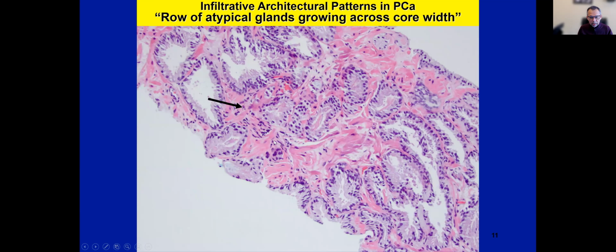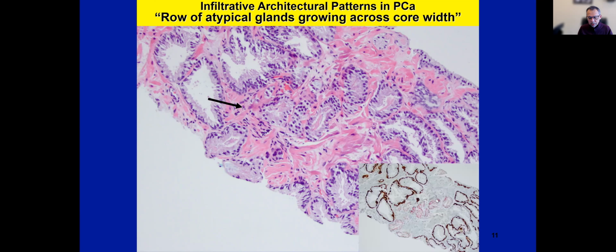When atypical glands grow the entire width of the core, that's also considered almost an infiltrative architecture. And again, it is shown here in this beautiful example of a PIN4 ERG stain, which I will talk a little bit about later on during my presentation.